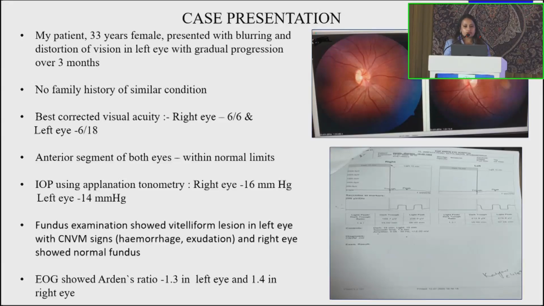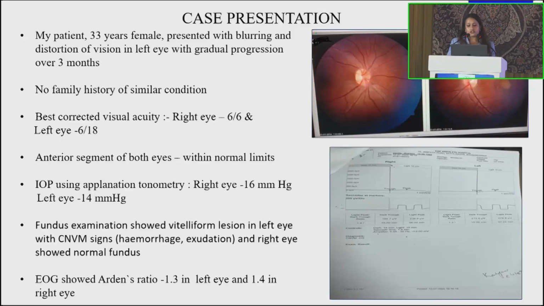My patient was a 33 years female who presented with blurring and distortion of vision in left eye with gradual progression over 3 months. No family history of similar condition was seen. Best corrected visual acuity in right eye was 6/6 and in left eye was 6/18. Anterior segment of both eyes were within normal limits.